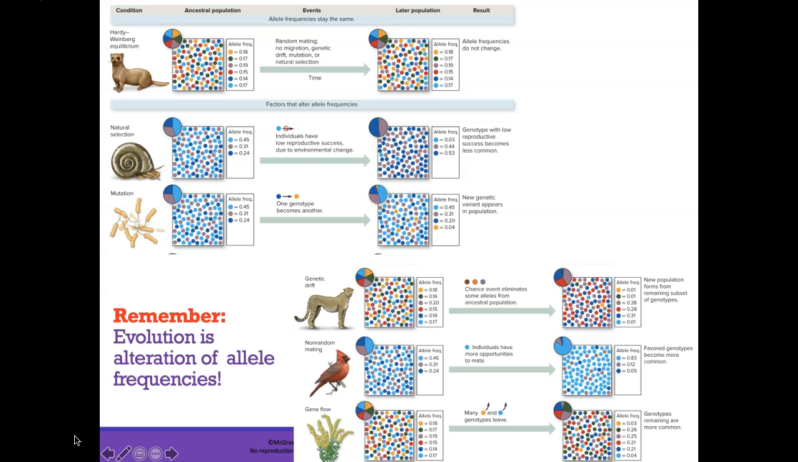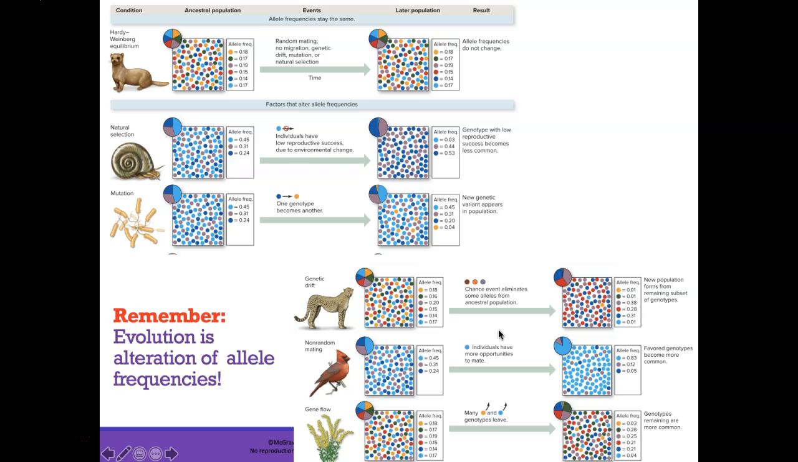So this brings us to the end of chapter 12. So remember that evolution is nothing more than a change in allele frequencies. We said that at Hardy-Weinberg equilibrium, there is no change in allele frequencies over time. So if you have a population that's this diverse with all these different allele frequencies, if there's random mating, no migration, genetic drift, mutation, or natural selection, then over time, the allele frequencies will be just the same. However, we know that's usually not the case. We know that oftentimes there is non-random mating, there is genetic drift, there is mutation, and there is natural selection.